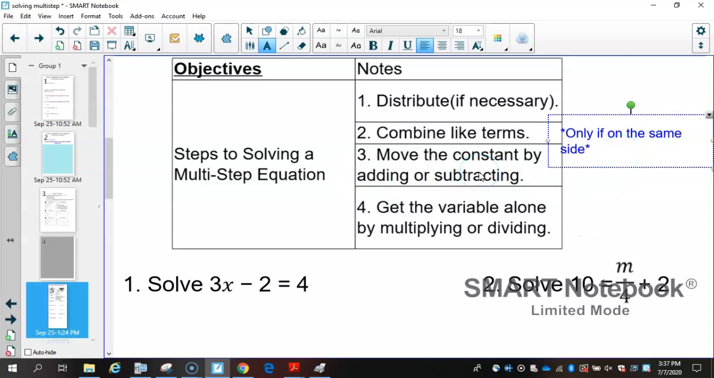This number 3 says move the constant by adding or subtracting, but that's not the only thing you can do. Sometimes you can move the, let me scratch that, restart. You can always move the variable. It may make more steps than you actually want, but you can move the variable instead of the constant. So that's not a definite. But your goal is to get the variable alone on one side and then the constant alone on the other.